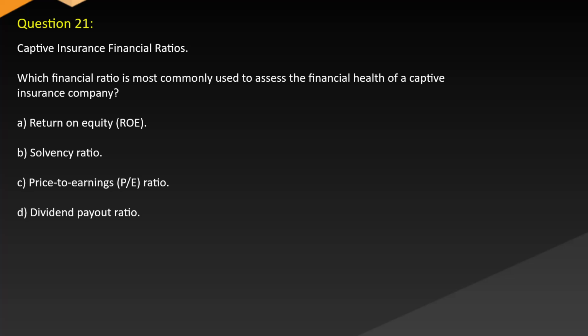Captive insurance financial ratios. Which financial ratio is most commonly used to assess the financial health of a captive insurance company? A. Return on equity, ROE. B. Solvency ratio. C. Price-to-earnings, P/E ratio. D. Dividend payout ratio.